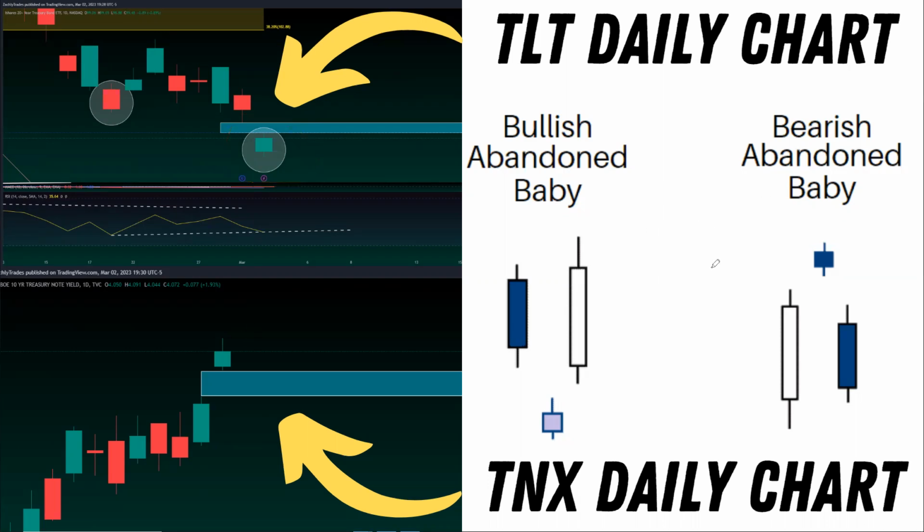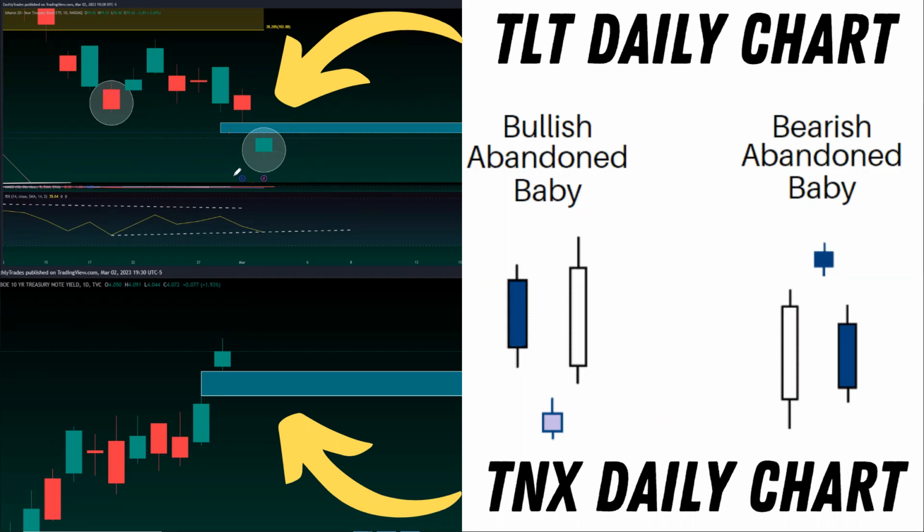And then TNX is going to basically be almost the inverse of TLT. When you're seeing the treasury yields rise, you're going to see the prices of the bonds go down. So if TNX is going up, TLT is going to be down. If TLT is down, TNX is going to be up. That's generally speaking, just a general statement.